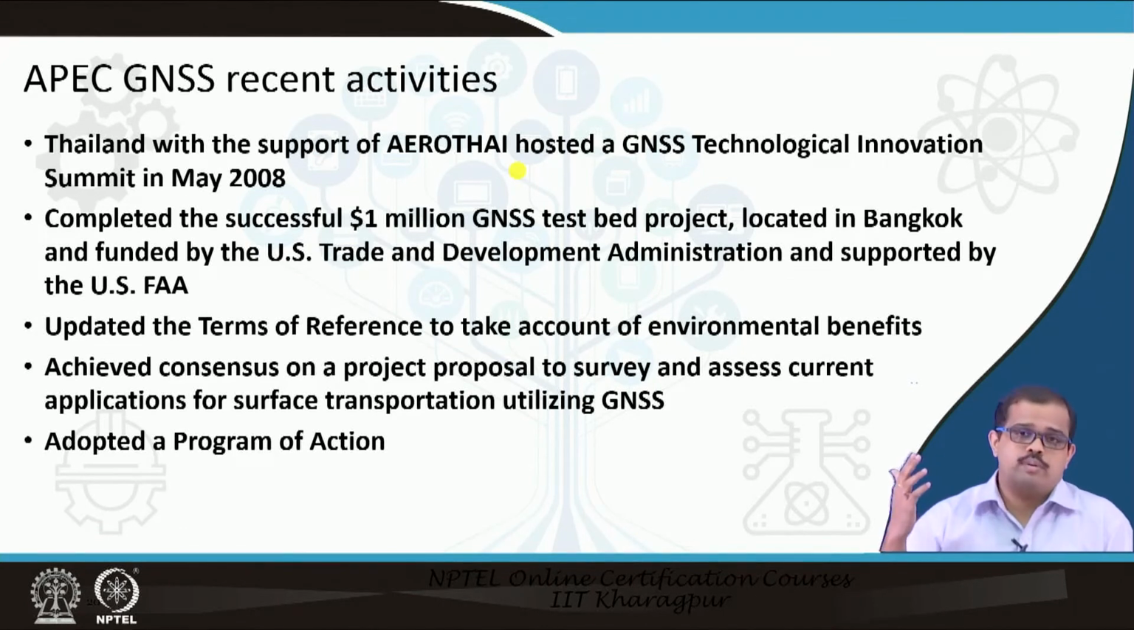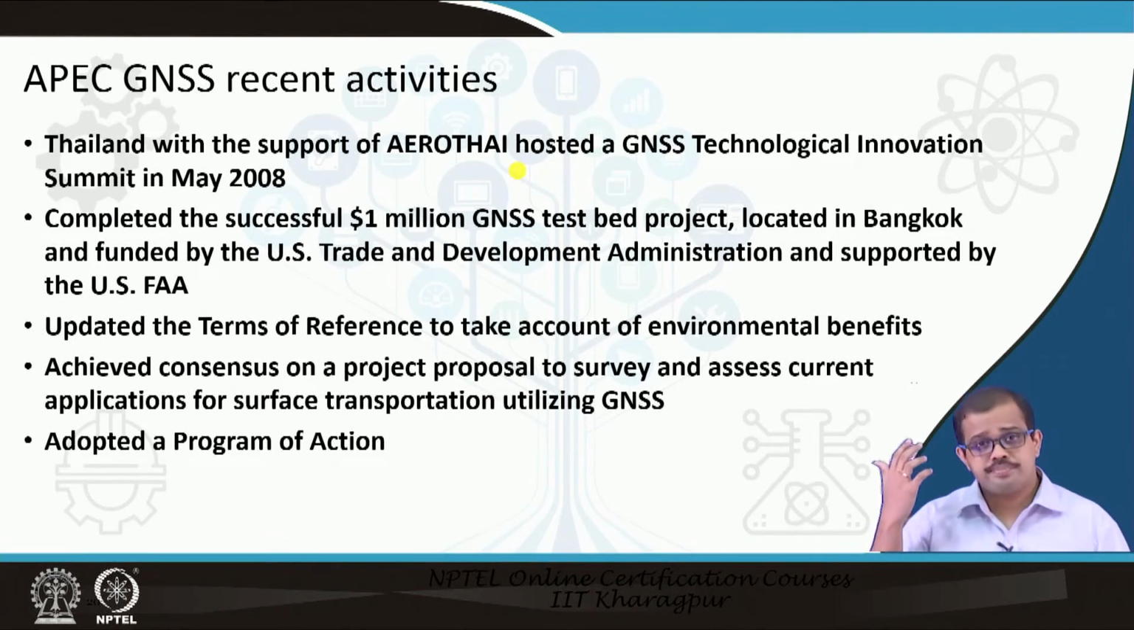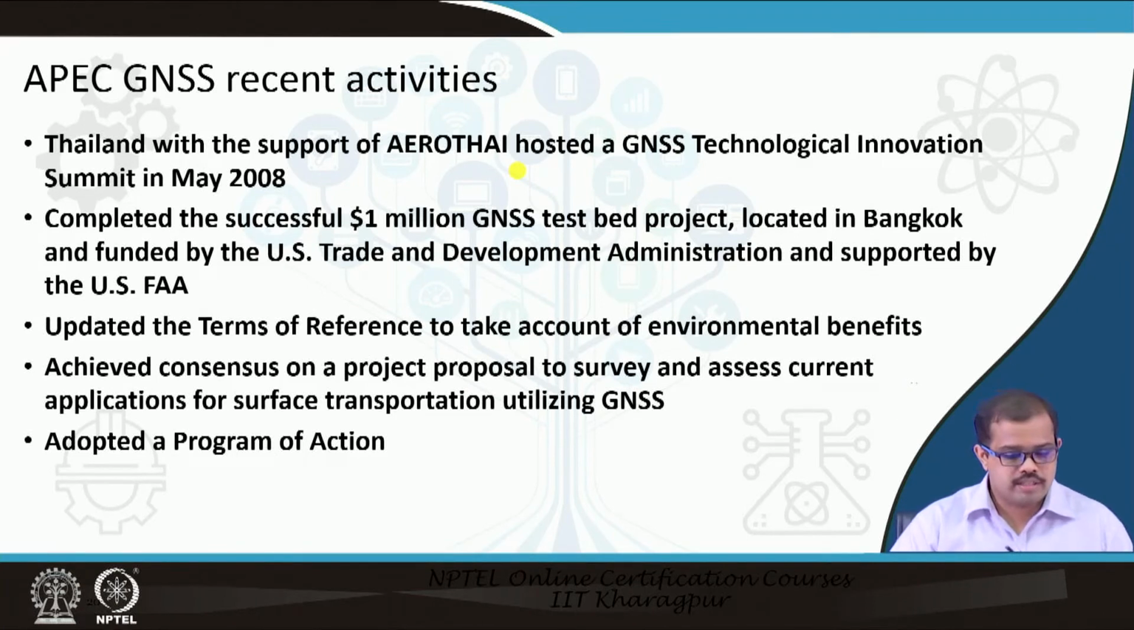Probably by 2025 or 2030, when you buy your mobile phones or your navigation systems, rather than seeing it as GPS, you would see it as GNSS enabled, which means it is an augmented system. So they adopted a program of action that has to be carried out over the next 10-15 years, so that this entire system is in place.